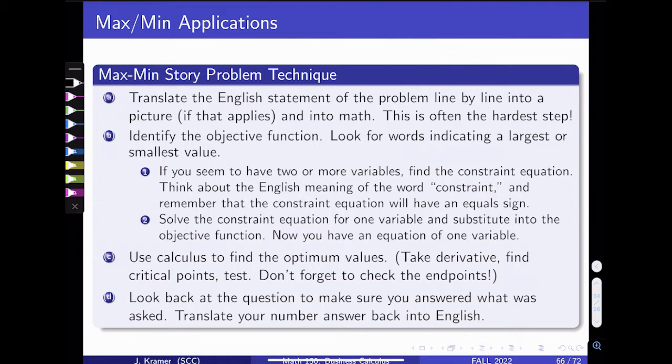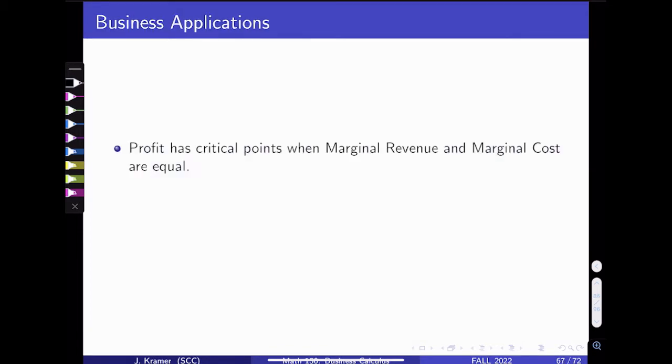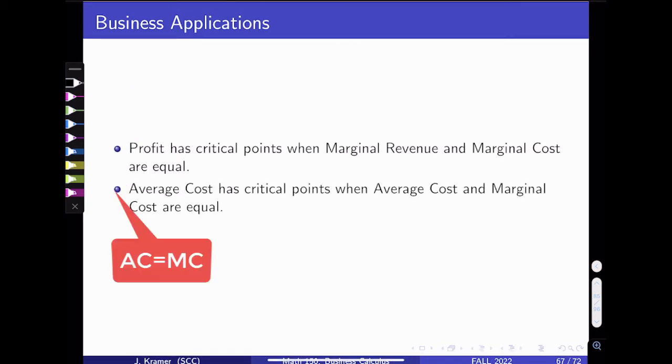Then we'll solve the constraint equation for one variable and substitute it into the objective function. Now you have an equation of one variable. Use calculus to find the optimum values, that is, to take a derivative, find the critical points, and test. Don't forget to check the endpoints. Look back at the question to make sure you answered what was asked, and then translate your answer back into English. Some key ideas to remember for business applications. Profit has critical points when the marginal revenue and marginal cost are equal. Average cost has critical points when average cost and marginal cost are equal.